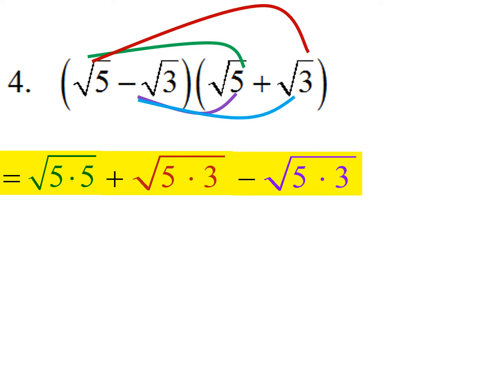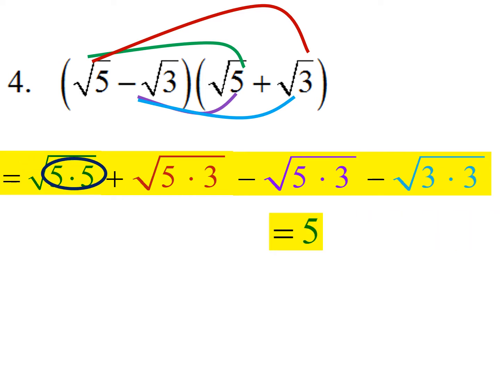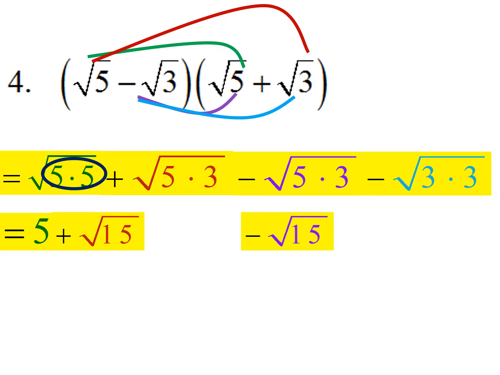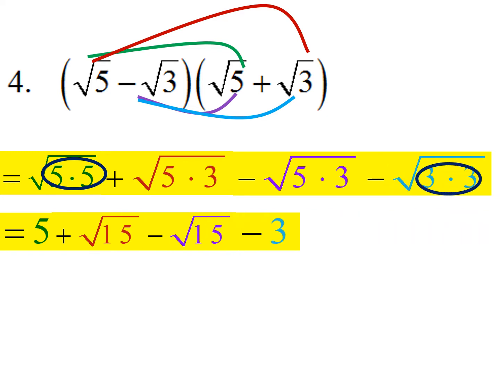I like that last term, the square root of 3 times the square root of 3, because it definitely will come out. And we always want to simplify in each step. Here, if you notice, the middle terms, positive square root of 15 minus the square root of 15 cancels out, and 5 minus 3 is 2. Hopefully you noticed when you first looked at this problem that it was like the difference of 2 squares. So we have the same terms, one with a plus and one with a minus, so we definitely expect that middle term to cancel out.